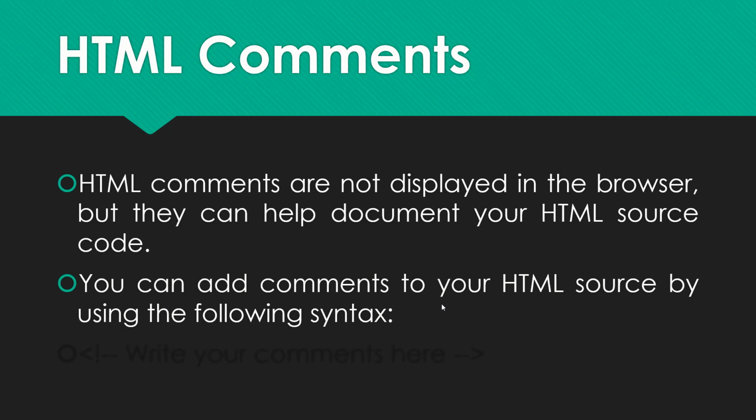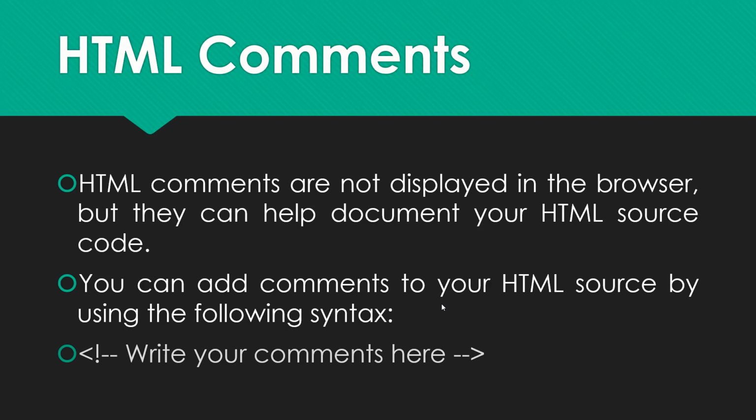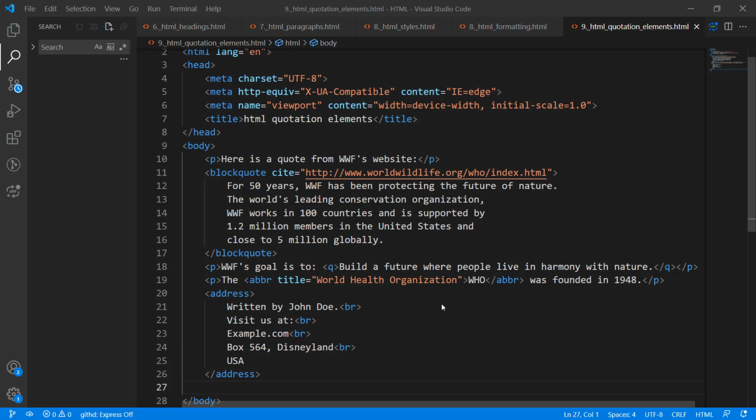So you can add comments to your HTML source code using the following syntax. You just simply write the less than sign and then exclamation mark, and then you write your comment there, and then you also close it in that way. So that's how we write HTML comments. So let's go ahead and give an example.